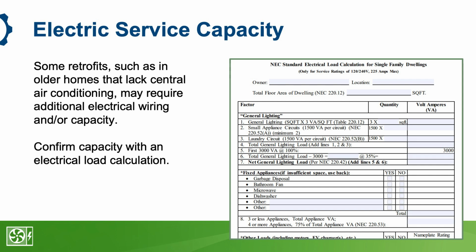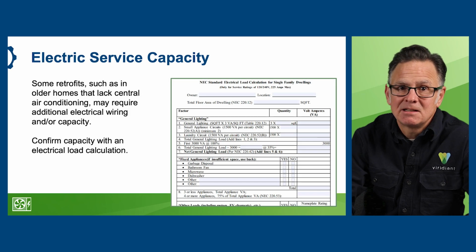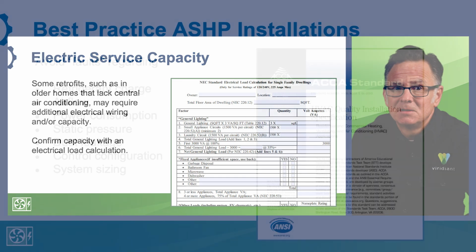Ideally, an electric panel upgrade won't be needed before a heat pump can be installed, but it may be necessary, or the homeowner may want it done at the same time. If the homeowner would prefer not to upgrade the panel, an electrical load calculation can be done using the NEC electrical load calculation form for a single-family home.